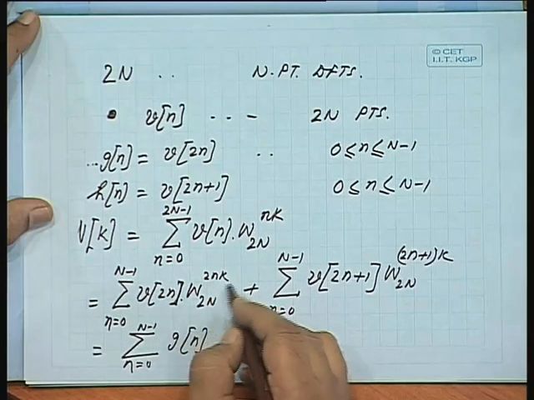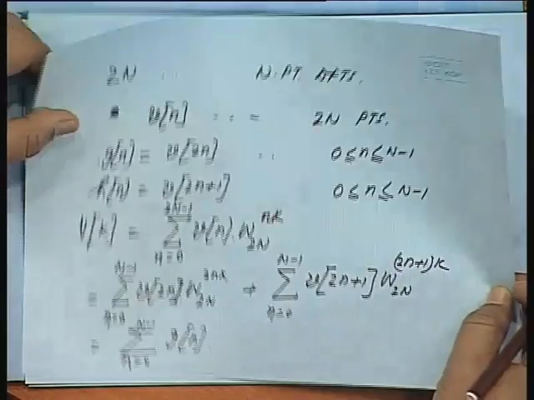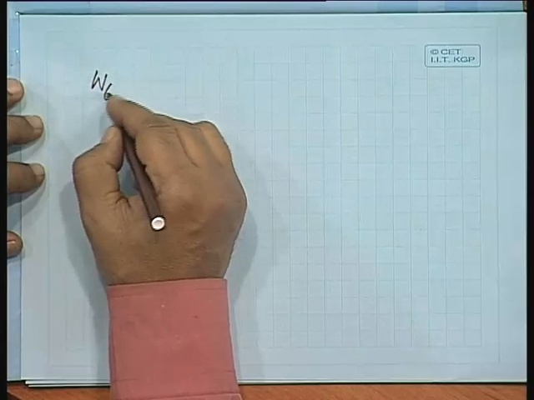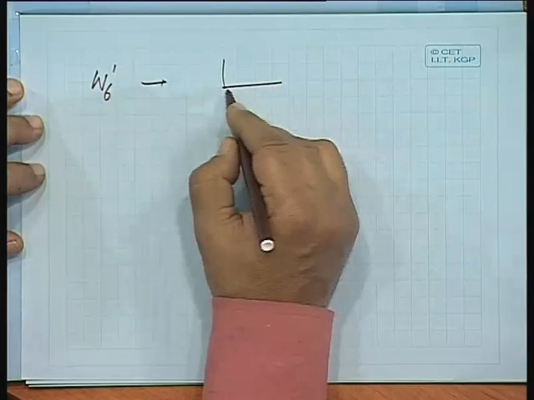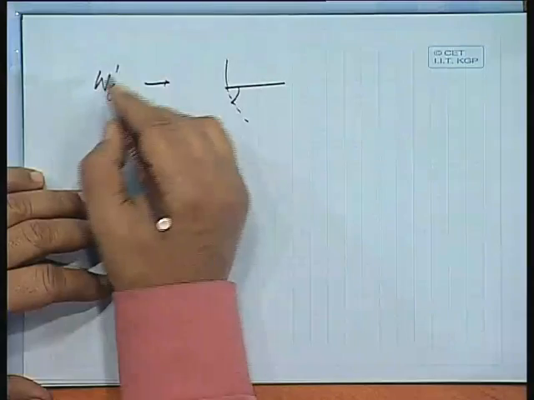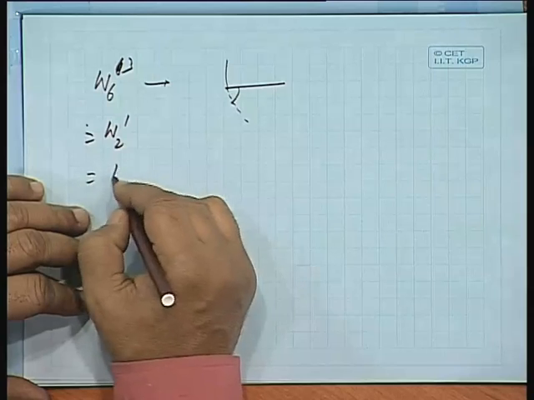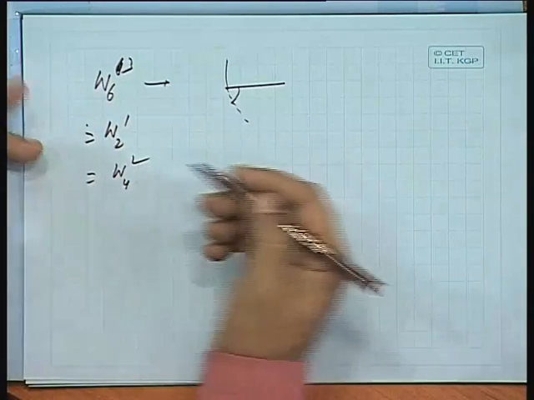Now, in W_2N^(2nk), the 2 will get cancelled. It is like this. Suppose I have this entire circle of 2 pi angle divided into 6 parts. So, W_6 will be the elemental angular shift of 60 degrees, 360 divided by 6, 6 divisions. Now, if I take 3 out of 6, it is as good as 1 out of 2. So, W_6^3 is the same as W_2^1, is the same as W_4^2, meaning 2 out of 4 is the same as that.